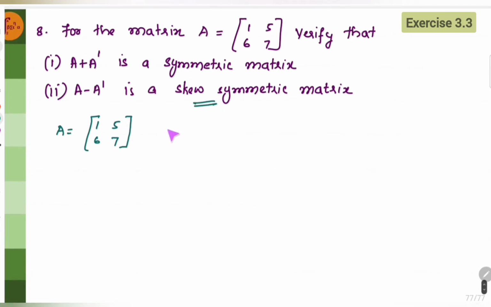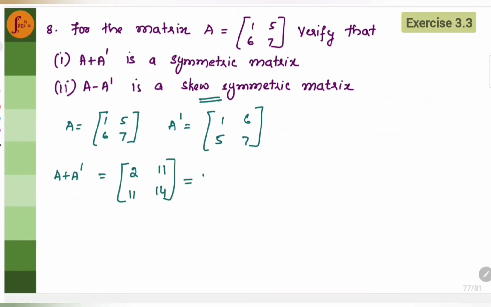Let's take A. Let's first find A transpose. A transpose is 1, 5, 6, 7. This is A transpose. Now we will simply add both of these. We'll have to prove A plus A transpose is a symmetric matrix. So we'll add both of these matrices. We're going to get 2, 11, 11 and 14.